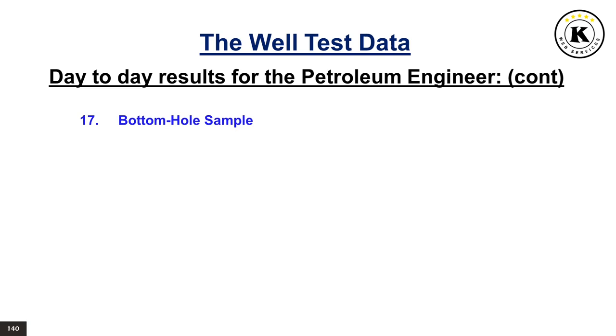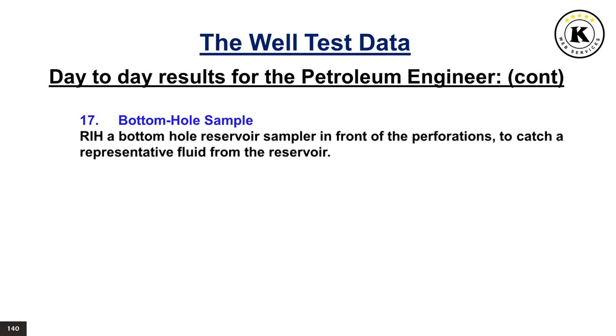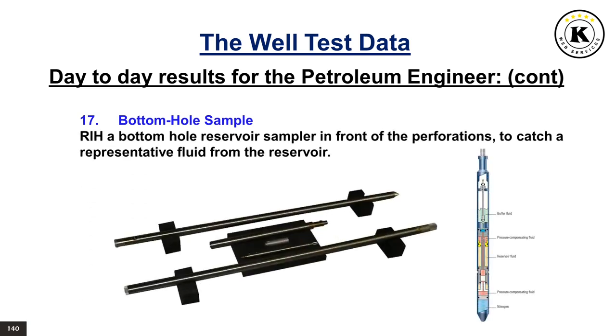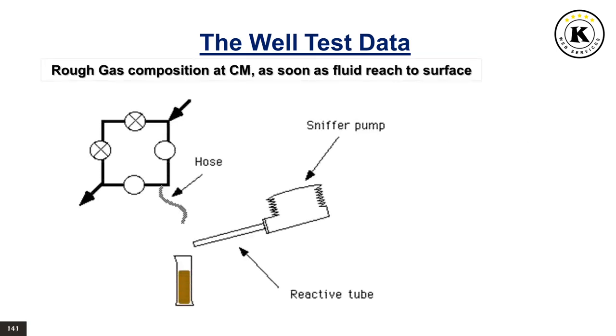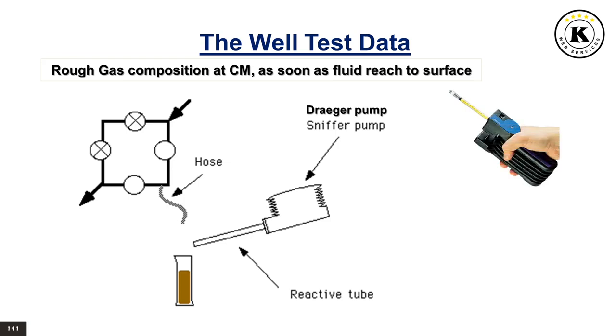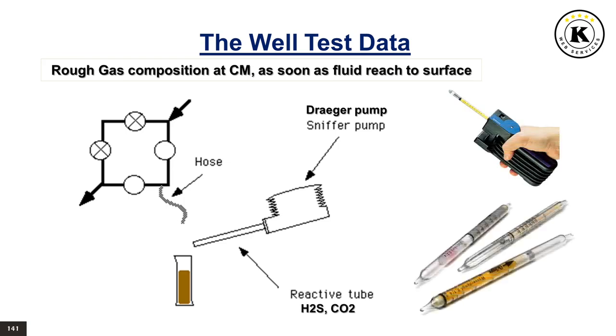17. Bottom hole sample. Run in hole a bottom hole reservoir sampler in front of the perforations, to catch a representative fluid from the reservoir. As soon as fluid reaches the surface, rough gas composition is taken at the choke manifold sampling point, using sniffer or Draeger pump, and reactive tube of CO2 and H2S.